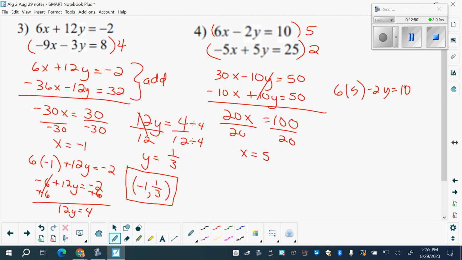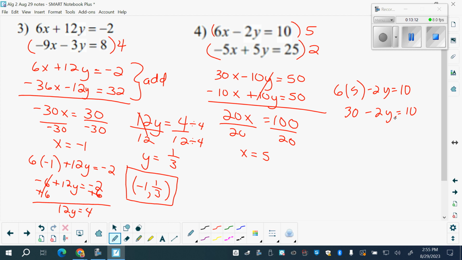Olivia, what do we get? What's 6 times 5? Good. So we have 30 minus 2y is 10. What would we do next to solve for y? We want to get this y by itself. So what do we do to get the y by itself?